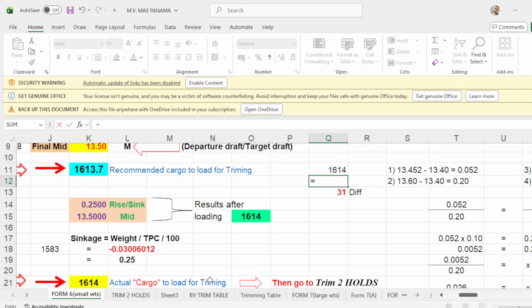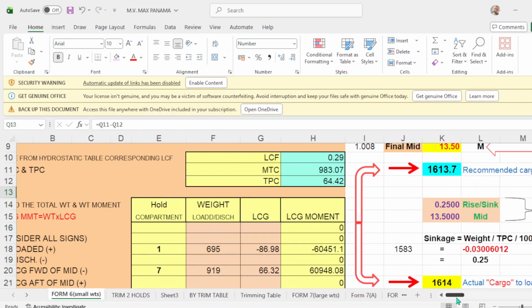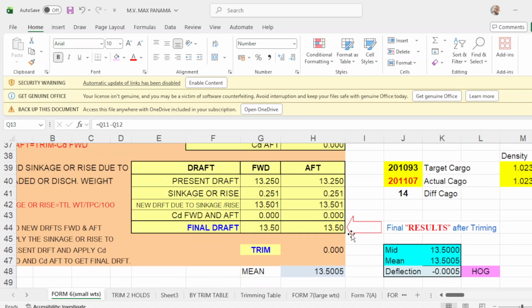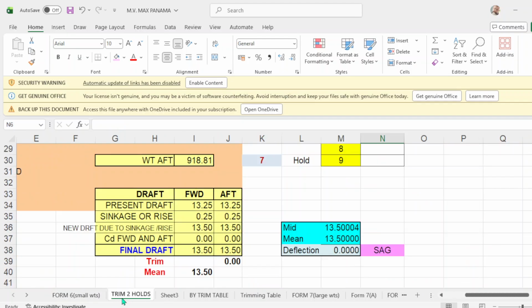so click, and you will have a figure of 0. You will not be short of 31 tons. You have exactly 1614 metric tons, and you will have the same drop of 13.5 even keel. Okay, so trim holds 2, you have the same drop there.